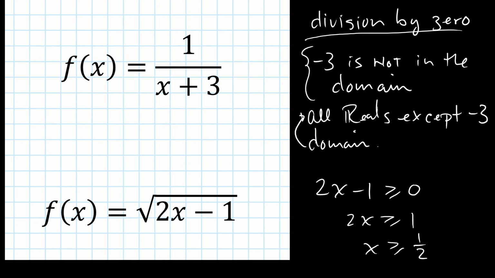But if I put something that is smaller than 1/2, for example, if I put in 0, all of a sudden this becomes 2 times 0, which is 0. 0 minus 1 is -1, and I've got the square root of -1, which is undefined. So those are two things to be aware of. Radicals have to be positive, and you can't divide by 0.